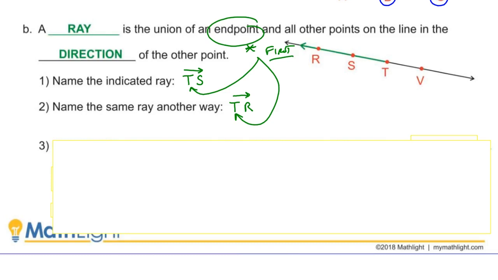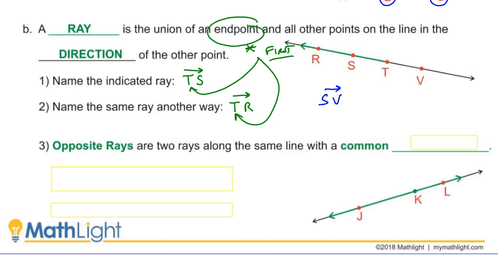And the idea is this. If they said to you, ray SV, you should know exactly where that ray is. I said ray TV, I'm sorry, ray SV. So you should know exactly where that is. The endpoint is S, right there. And what direction does it go? In the V direction. And that would be ray SV. Hope that makes sense to you.